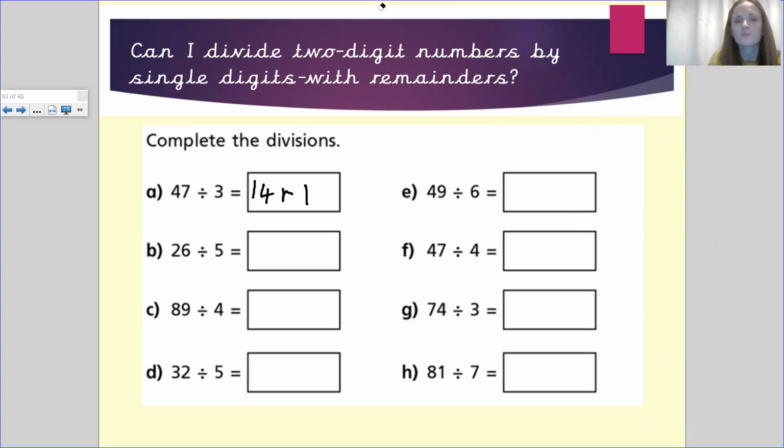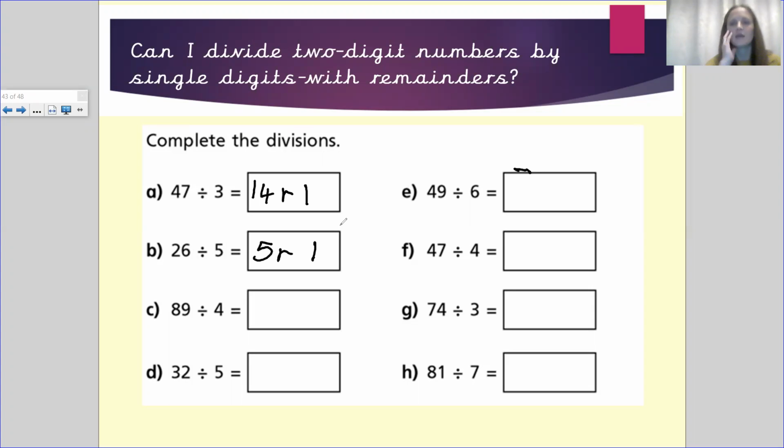So for example, without even looking, I can see that 5 can go into 25 because I know that 5 times 5 is 25. So the answer to this is going to be 26 divided by 5 is going to be 5 with the remainder of 1, because 25 divided by 5 is 5, and then you can't divide the 1, so it is your remainder.